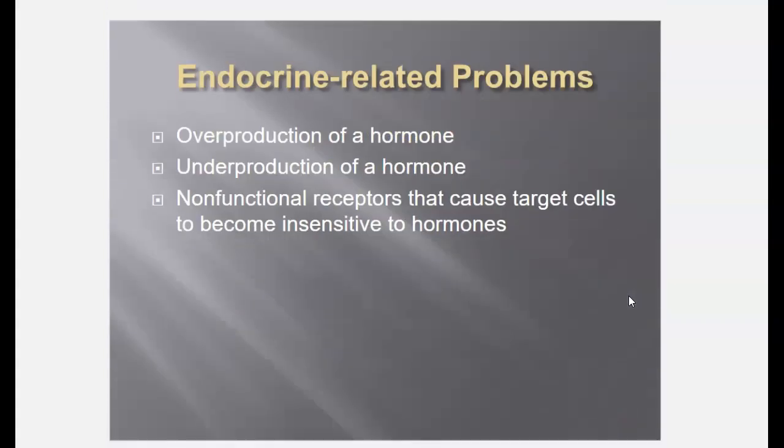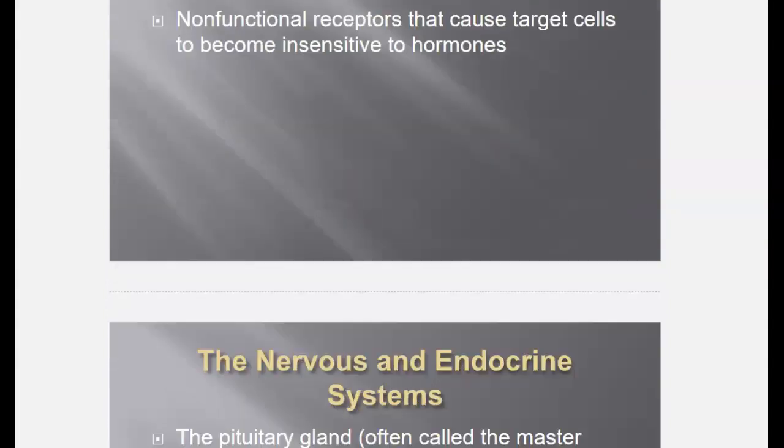So when you look at endocrine problems, either you make too much, you don't make enough, or the receptors don't work or they're insensitive to it. You can think of a disease right now that is due to insensitivity to insulin. I'll let you think about that.